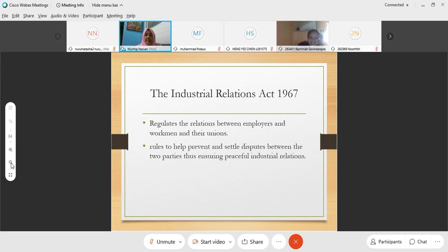So we have the Industrial Relation Act. I want to use Bahasa Malaysia, but do we have any foreign students? I don't think I have any foreign student besides Indonesia.